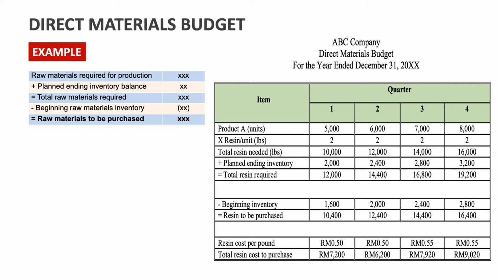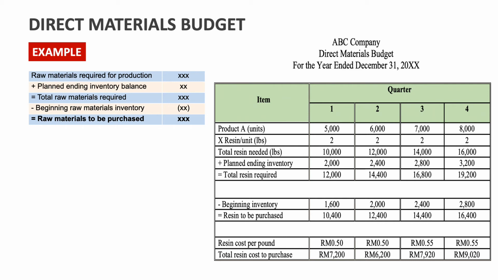Right, now direct materials budget. So the formula that we use to calculate the raw materials required for production to be purchased will be based on how much production that you expect to have. And then you add the ending inventory balance, and then you minus the beginning raw materials inventory.